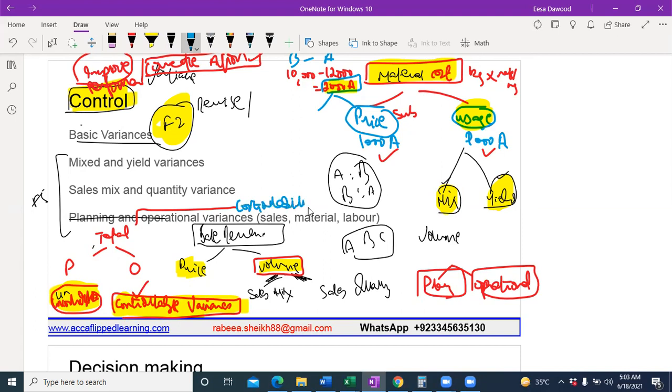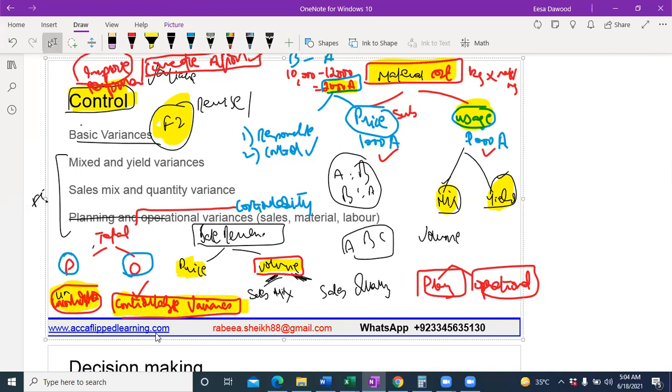Based upon what you are responsible for, you are ultimately accountable for that, and your performance is assessed based upon that. My performance should be fair and should only be based upon what I could control. I won't blame the manager for the entire variance if something is outside his control. So I need to break the variance down into planning and operational. Planning is an uncontrollable variance and operational is a controllable variance.